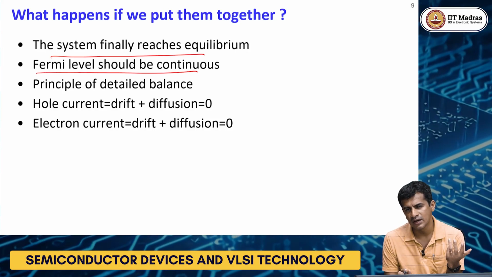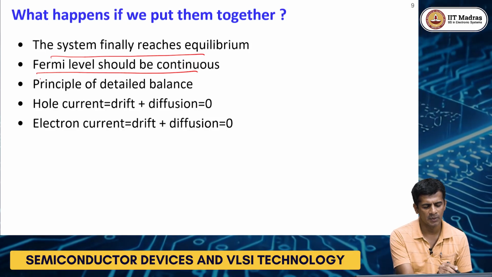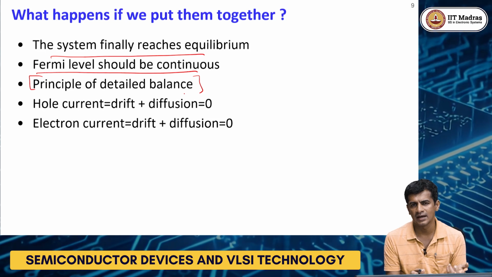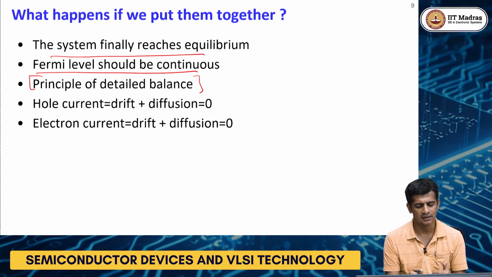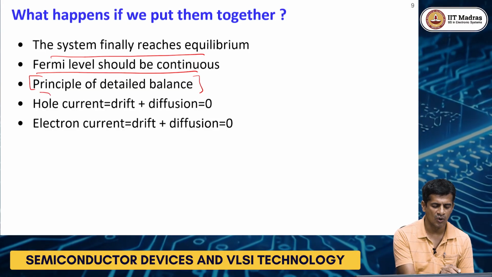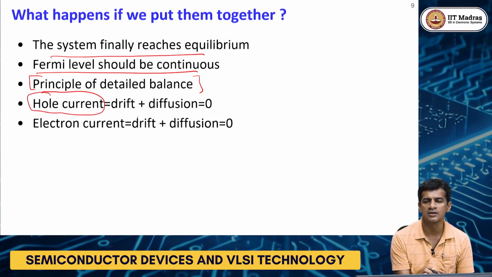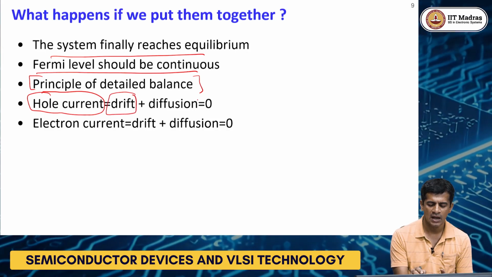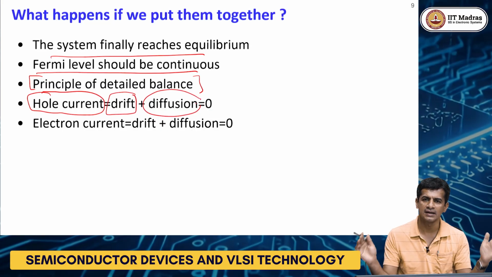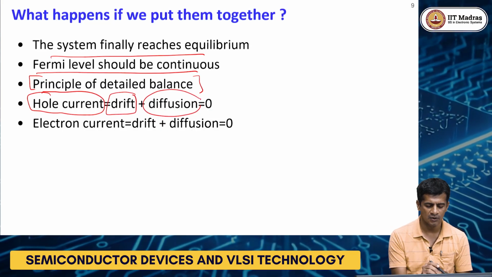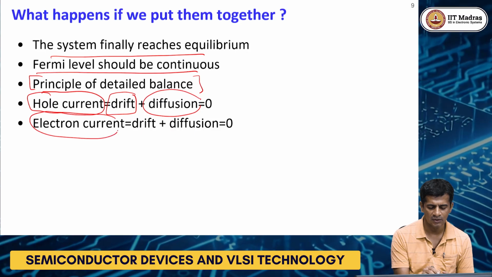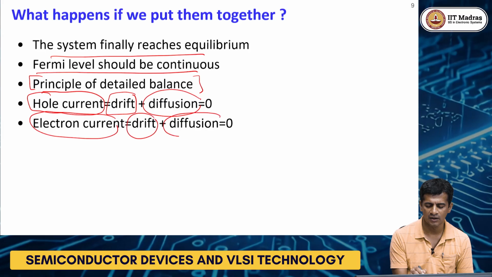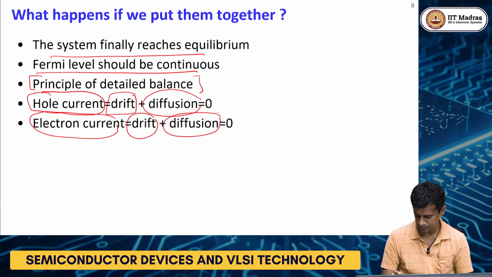So now the question is, how do you ensure that the Fermi level is continuous? You have to go back to the principle of detailed balance. We saw that every process and its inverse process should balance each other. So in the case of holes, the net hole current should be 0. That is, the drift current due to holes and the diffusion current due to holes should balance each other. Same thing for electrons: the net electron current is equal to 0, so the drift current due to electrons and the diffusion current due to electrons should balance each other.